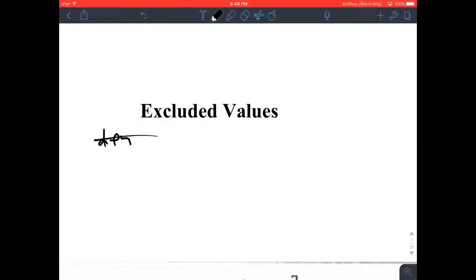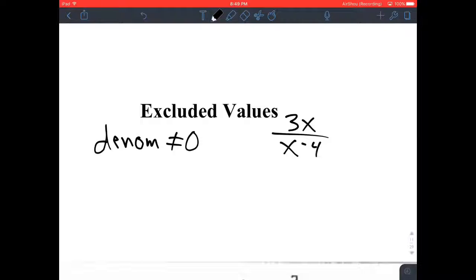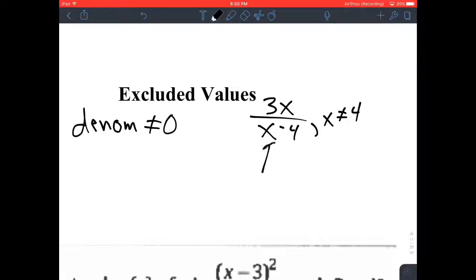My handwriting is taking a turn for the worst. Your denominator cannot be 0. So for example, if we had a problem like 3x over x minus 4, our excluded values would be x equals 4. X can't be equal to 4. Because if you put a 4 in here for x, 4 minus 4 is 0. Can't happen. Also, excluded values happen if you want to use just real numbers.